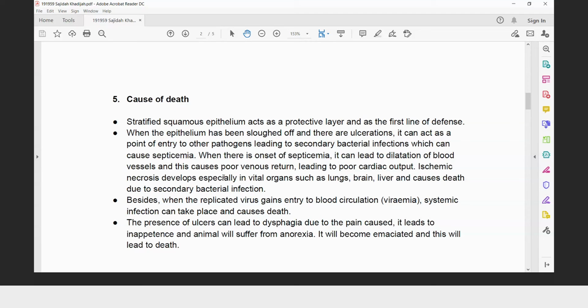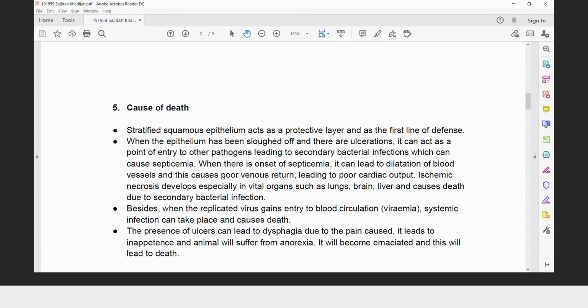Okay, let me get the answer here first. The correct one: the epithelium acts as a barrier, a correct defense. Sloughing off, ulcer, correct. Then the point of entry. You have the secondary bacterial infection, that's very good. If possible, you also have to put the bacteria, for example, the most common one, E. coli. Septicemia, you're right. Septicemia is going to lead to dilatation of blood vessels, correct. Poor venous return, poor cardiac output, correct. Ischemic necrosis, correct. Vital organ. Of course, the most important vital organ is the central nervous system. And cause death due to secondary infection, correct. This is a correct answer.